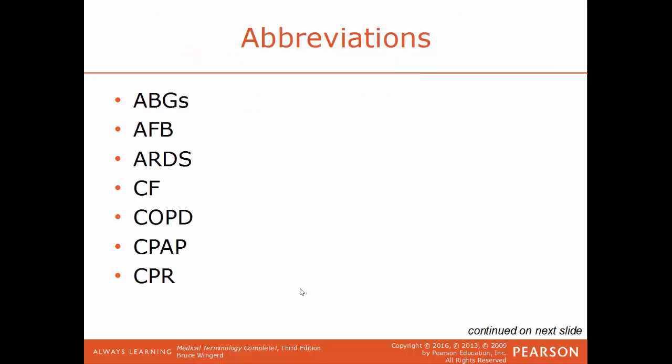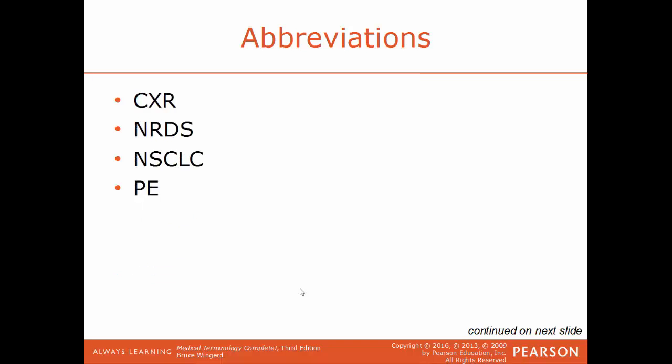All right, we'll go over some abbreviations that we've seen with the respiratory system. ABGs, arterial blood gases. AFB, acid-fast bacilli. ARDS, adult or acute respiratory distress syndrome. CF, cystic fibrosis. COPD, chronic obstructive pulmonary disease. CPAP, continuous positive airway pressure. CPR, cardiopulmonary resuscitation. CXR, abbreviation for chest x-ray. NRDS, neonatal respiratory distress syndrome.